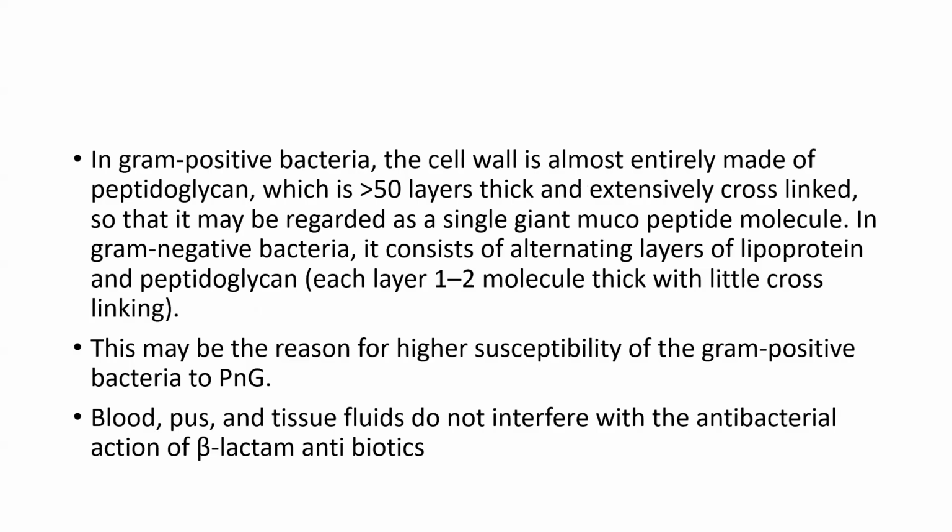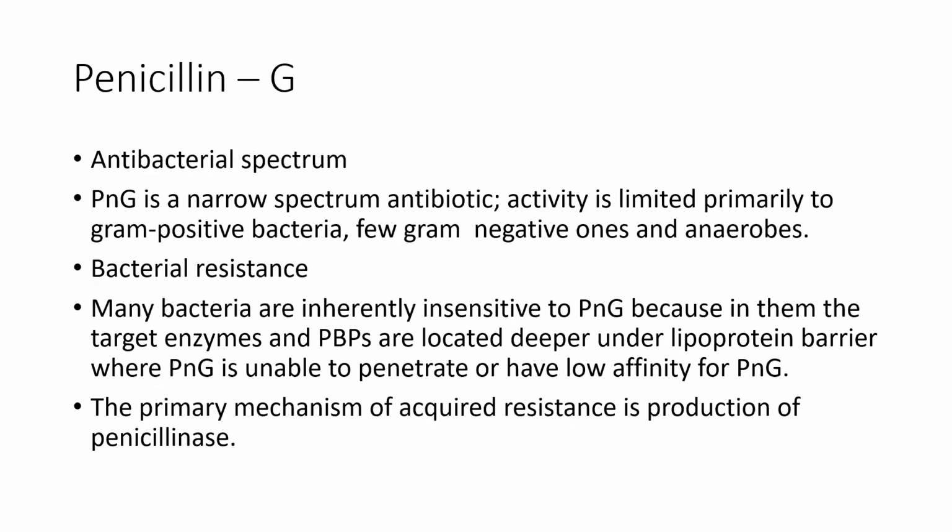In gram-positive bacteria, the cell wall is almost entirely made up of peptidoglycan, which is more than 50 layers thick and extensively cross-linked, so that it may be regarded as a single giant mucopeptide molecule. In gram-negative bacteria, it consists of alternating layers of lipoprotein and peptidoglycan. This may be the reason for the higher susceptibility of gram-positive bacteria to penicillin G. Blood, pus, and tissue fluid do not interfere with the bactericidal action of beta-lactam antibiotics.